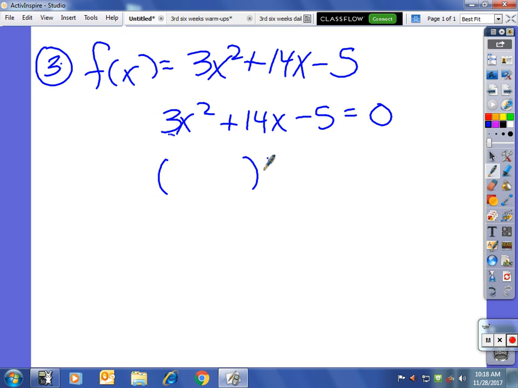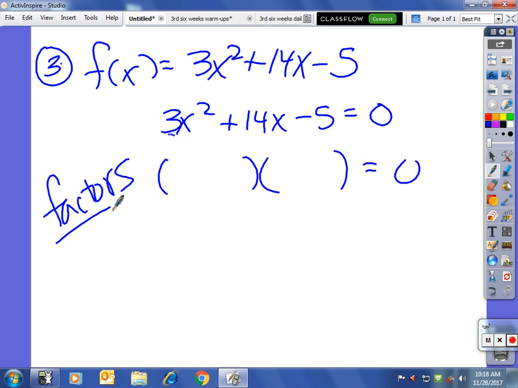What are the factors? Again, these are factors. You got to know the difference between a factor and a solution. What are the factors? 3x minus 1, x plus 5. Let's make sure that works. That gives me negative x, positive 15. That's correct. Those are the correct factors.